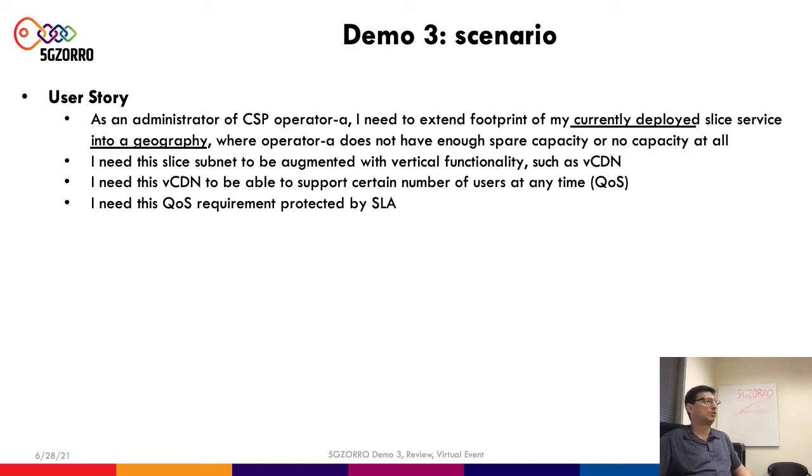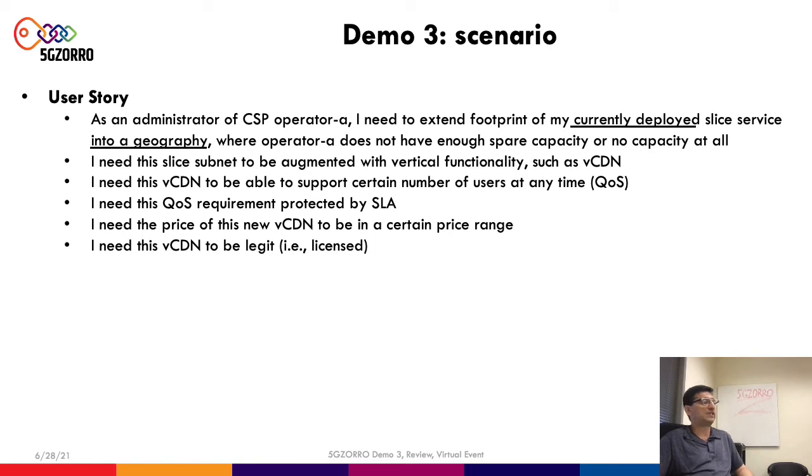I need this quality of service requirement to be protected by an SLA. I need the price of this new VCDN to be in a certain price range. I need this VCDN to be legitimate. For example, it should have a valid license. Finally, I need the party who provides it to be trusted. Of course, there could be more requirements.